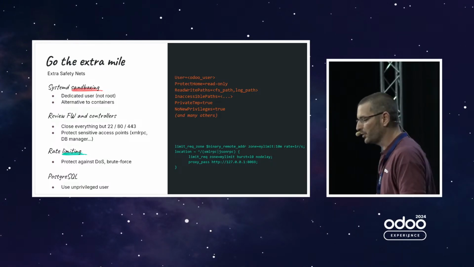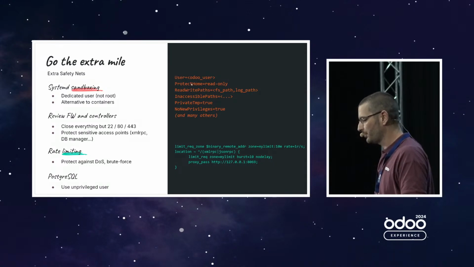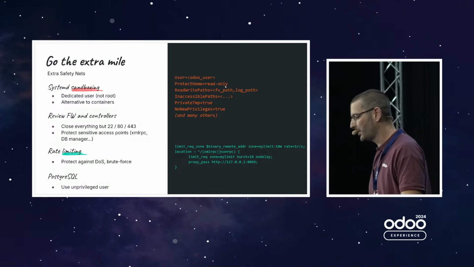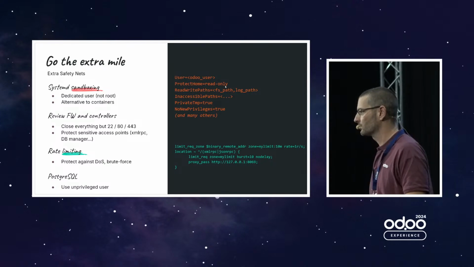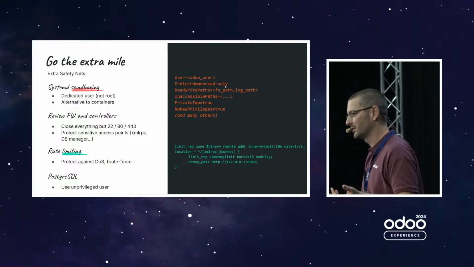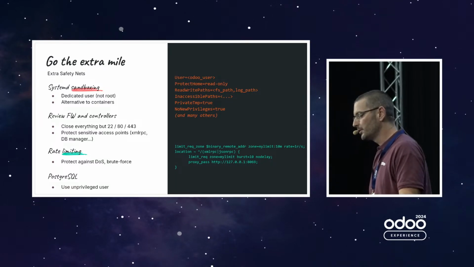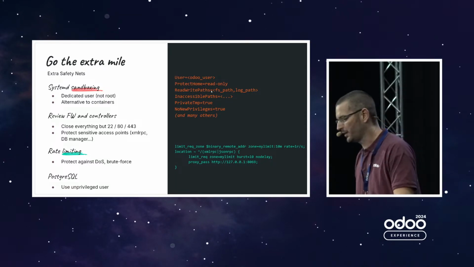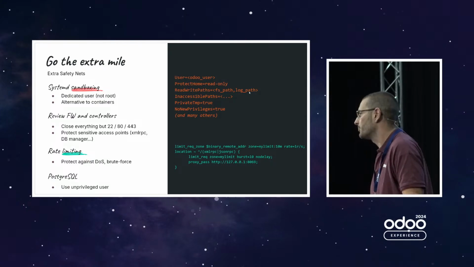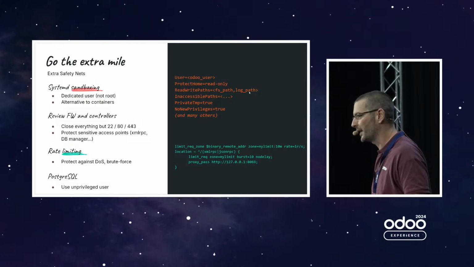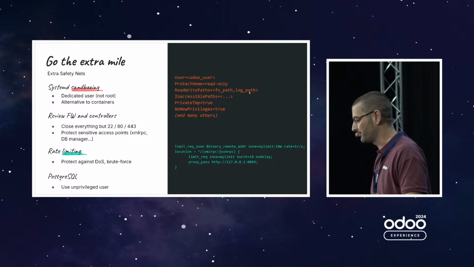So there are a couple of things that you can do. For example, ProtectHome here will mount the file system as read-only. So the Odoo process has access to the file system, but only in read-only. You will, of course, have to define some write paths, such as the filestore or the log path. Obviously, Odoo needs to write some files.